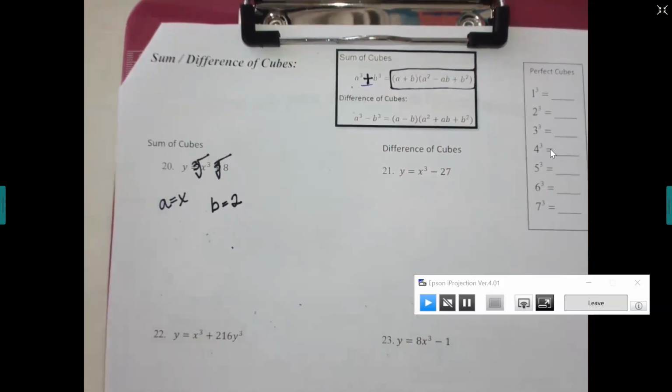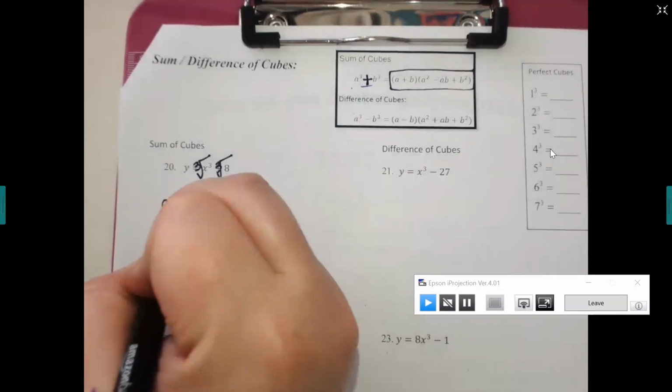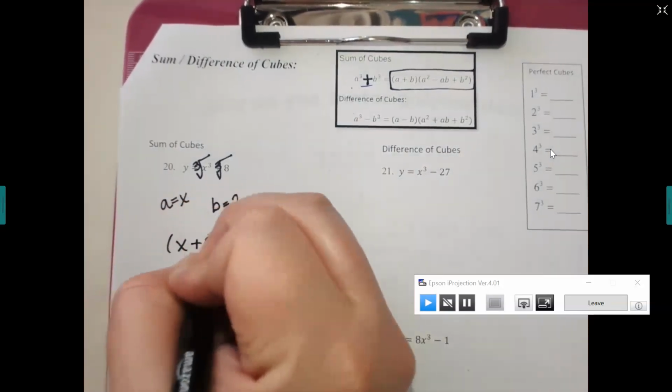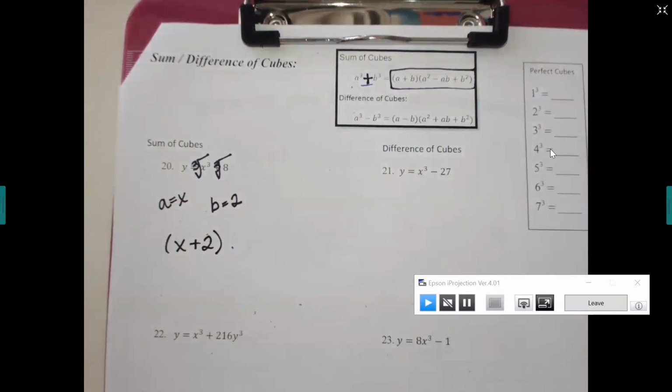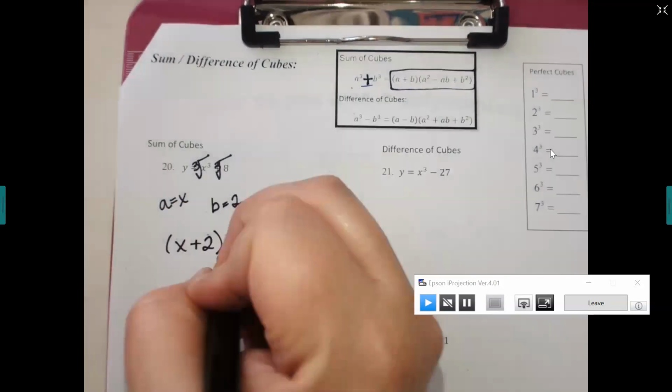Remember, everywhere that I see an A, I'm gonna put an X. Everywhere that I see a B, I'm gonna put a 2, okay? So my first parentheses is A plus B, which means my first parentheses is X plus 2. Then I'm just literally gonna go through the rest of the formula. Next, I want an A squared, which in this case is gonna be an X squared.